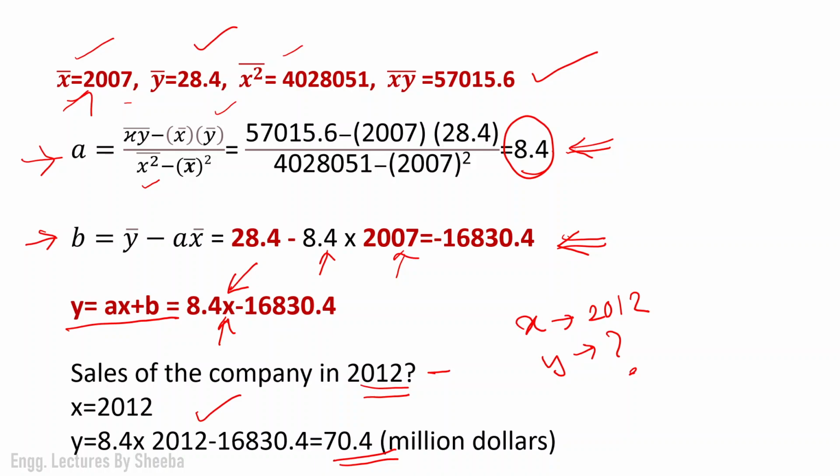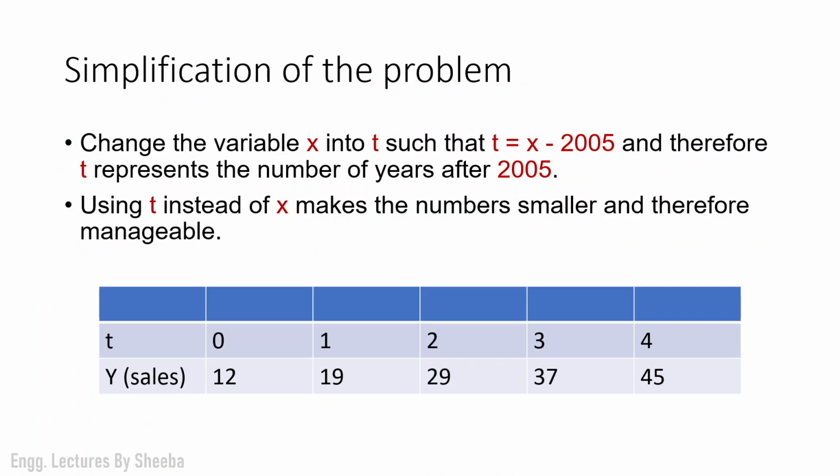But I said that when you are dealing with bigger values, to make the calculation simpler, you can normalize the year. For simplification, instead of X, where X is the year, I am converting it into T, where T is X minus 2005, because your initial value of X was 2005. Basically, we are trying to make this 0, so we are normalizing it. So X minus 2005, the first value becomes 0. Similarly, the second value becomes 1, 2, like that.